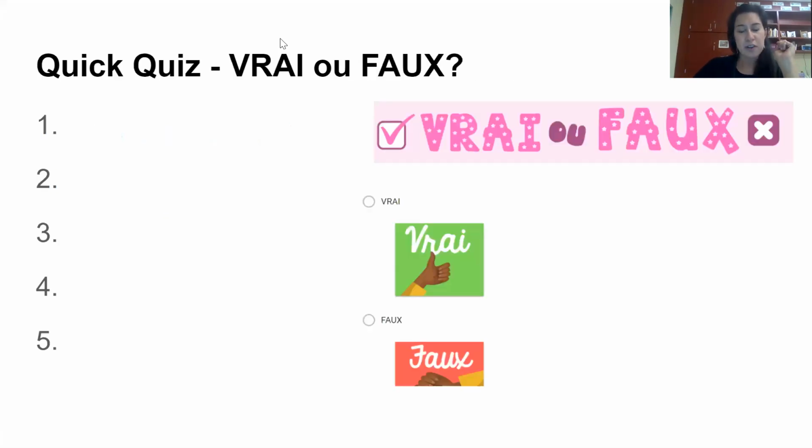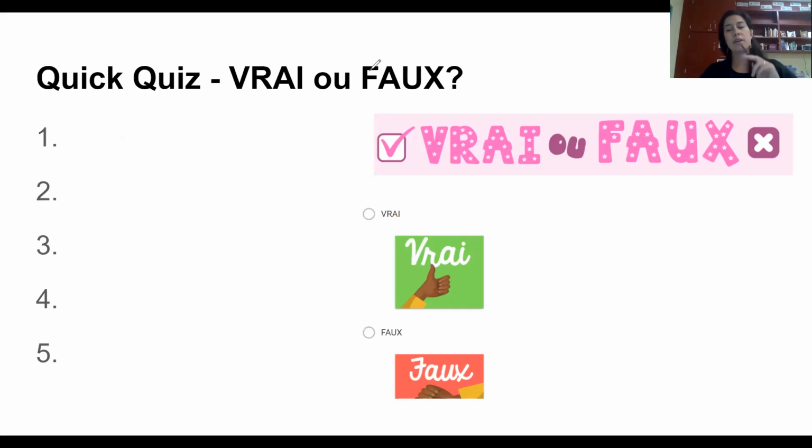Okay, we are going to end class today with our quick quiz. So let me put on pink to go with the pink, vrai ou faux. So I'm going to ask you 5 questions, vrai ou faux, based on the text. And so I'm going to say each one a couple of times, and then you are going to write vrai ou faux, type it in, and submit it. Okay, so numéro 1.